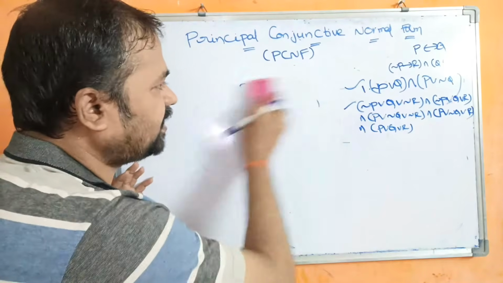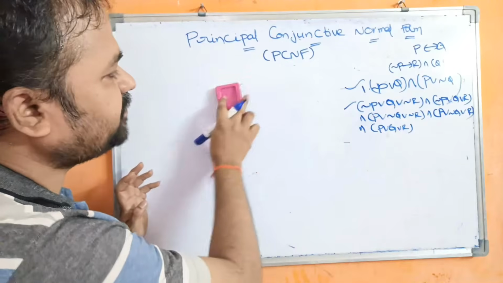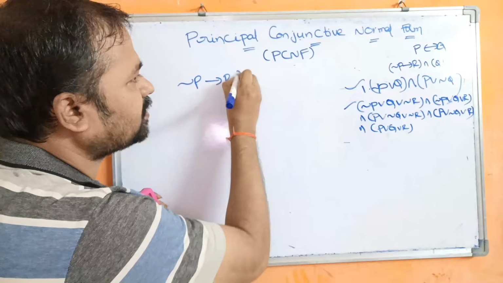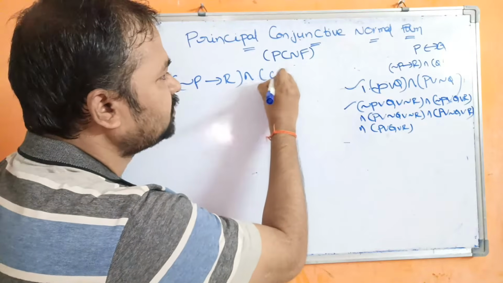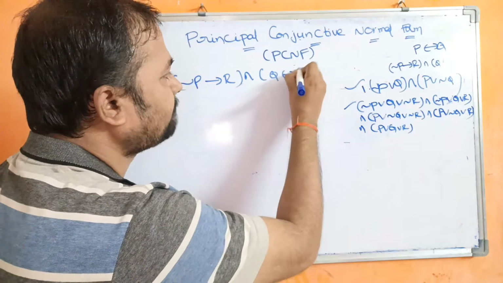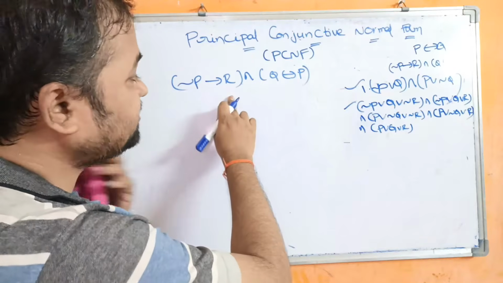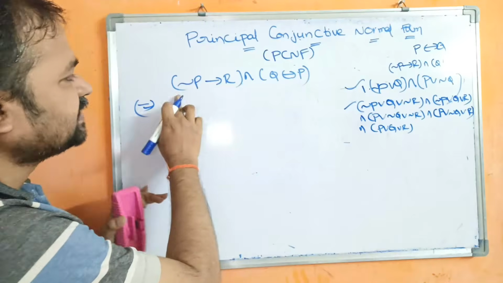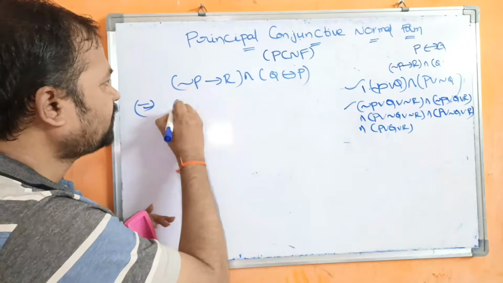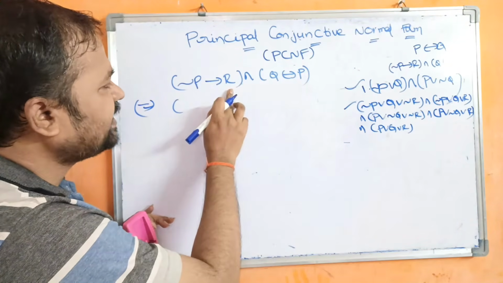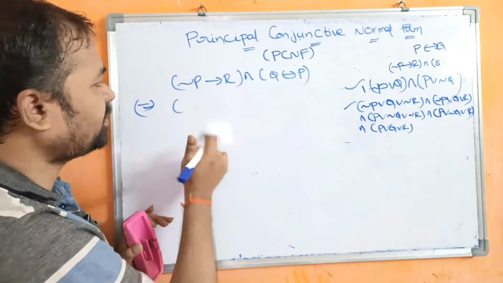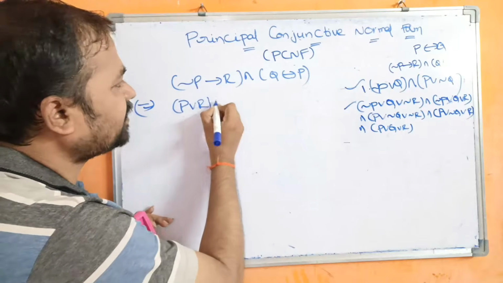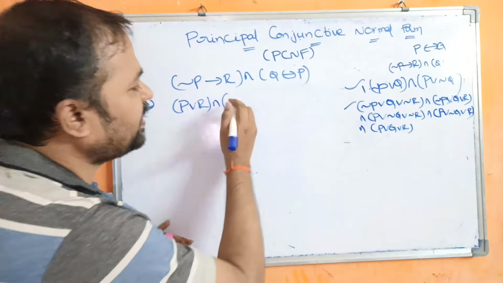Now let us solve the second example. What is the second example? Negation P conditional R, and Q biconditional P. This can be written as, this is in the form of P implies Q. What is the formula for P implies Q? Negation P or Q. So negation of negation P means P. So P or R, and this is in the form of Q biconditional P.